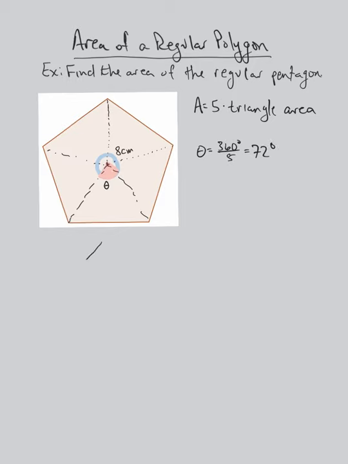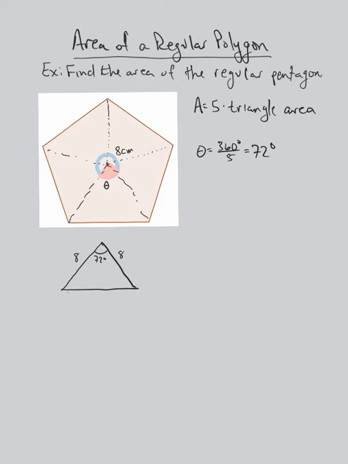Okay, so now I have this triangle here. I didn't draw that angle very well, did I? That's going to bug me. Let's try to draw it looking more like the triangle in the picture. All right, so that's 72 degrees. The key thing is this side is 8 and this side is 8 centimeters. But we need the base and the height.